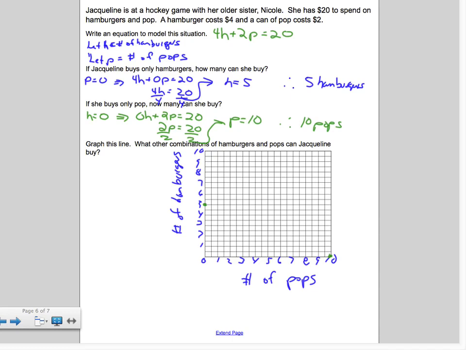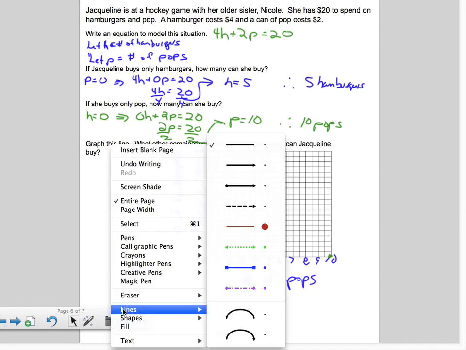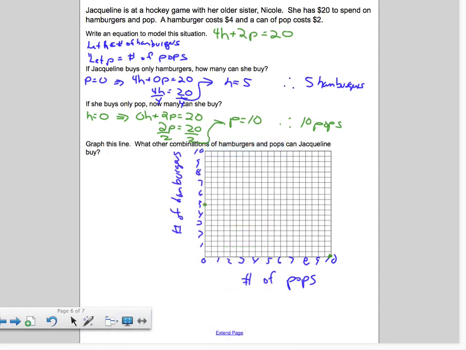So first of all, we know this is a linear relationship because we have 2 variables and the exponent of both variables is just 1. So it's a linear relationship, and we plotted 2 points, or intercepts in this case. When one of the variables is equal to 0, what's the value of the other variable? And now we can draw a line through here. Exactly like that.